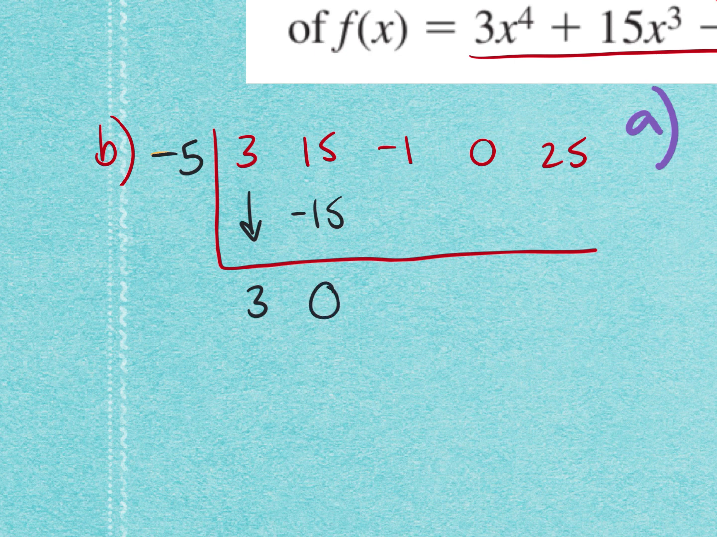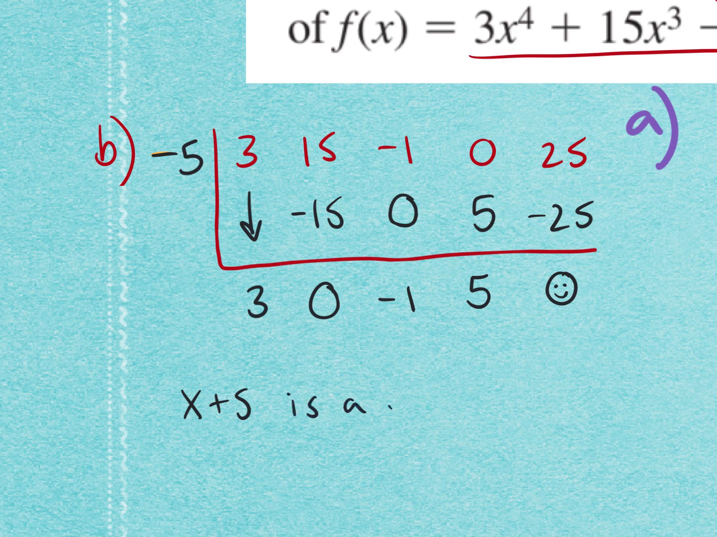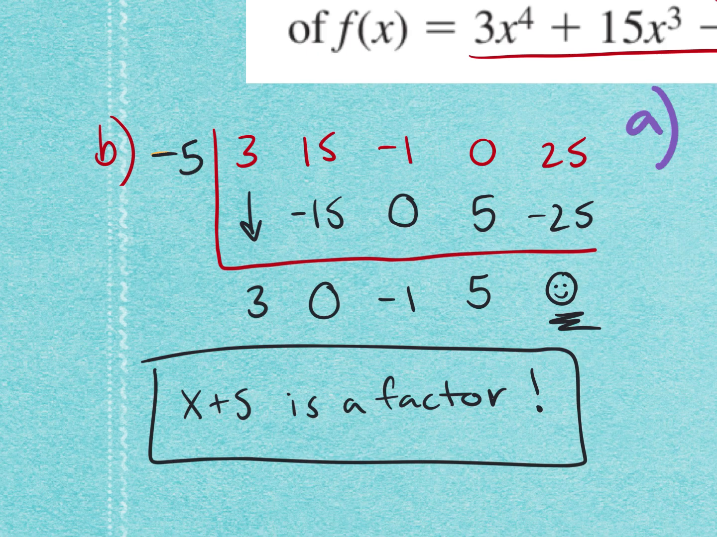What's 0 times negative 5? 0. Negative 1 plus 0? Negative 1 times 5? Positive 5, yep. And then 0 plus 5? Negative 5 times 5? Negative 25 plus 25? 0. So we get a remainder of 0. So what does that mean about x plus 5? If our remainder is 0, x plus 5 is a factor. So when your remainder is 0, whatever it gave you to divide, that would be a factor.